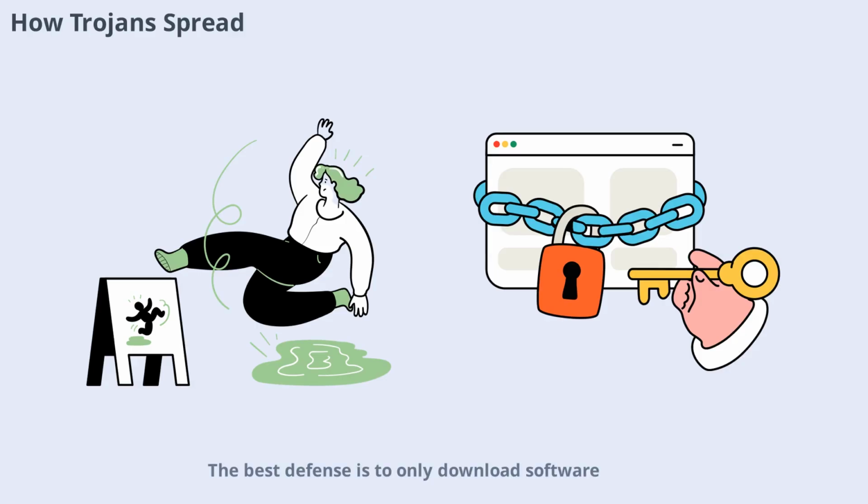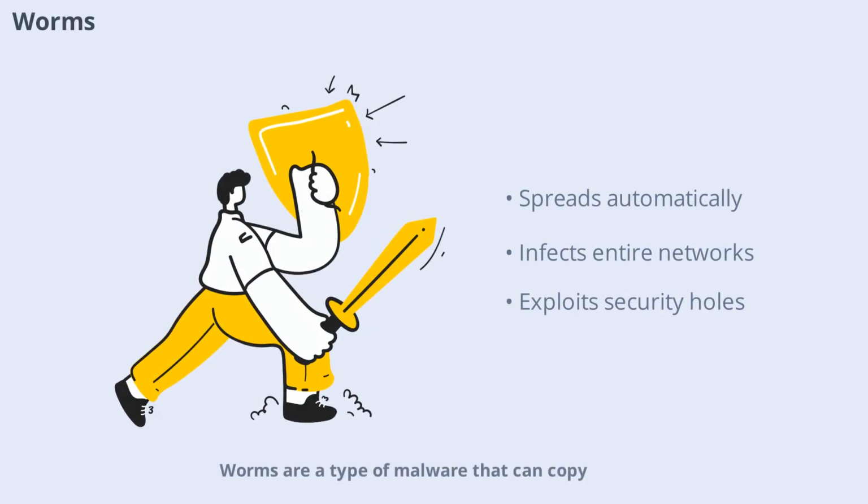The best defense is to only download software from official sources and avoid pirated or suspicious files. Worms are a type of malware that can copy themselves and spread across networks without any user action. If one device in your network gets infected, worms can quickly move to others, putting the entire network at risk. They often exploit security holes in operating systems, so keeping your devices updated is key to preventing worm attacks.